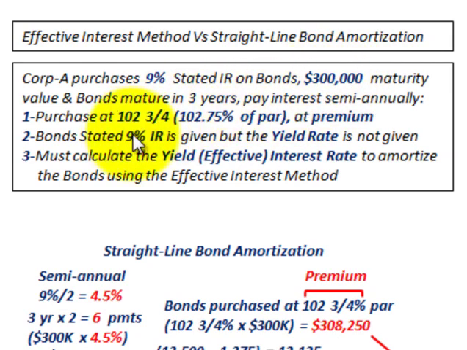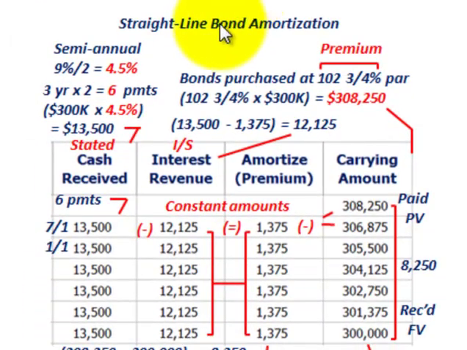Now the bond's stated rate of interest here is 9% annually, and this is given here, but the yield rate of interest for this example here is not given, and that's what we're going to have to calculate when we're using the effective interest method to amortize the bond. Okay, so let's first start out with our straight line bond amortization here.